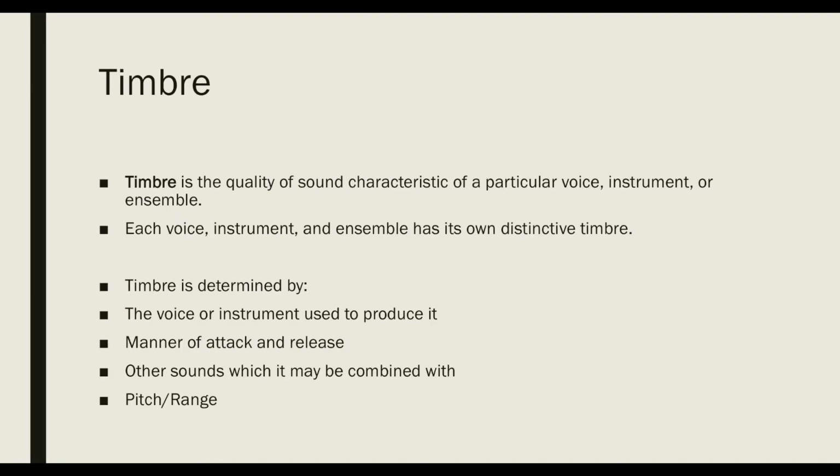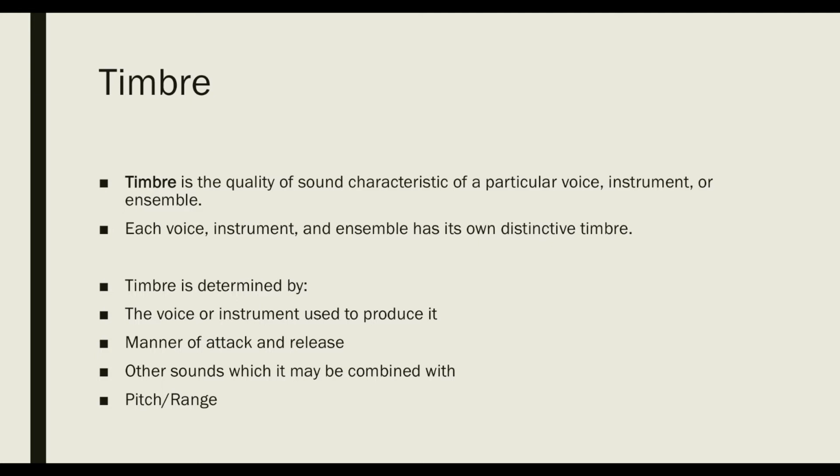The final element of music we're going to talk about today is timbre. Don't be fooled by its name. Timbre is the quality of sound characteristic of a particular voice, instrument, or ensemble. The easiest way to think of this is each voice, each instrument, and ensemble has its own distinctive timbre. My voice has a certain timbre, your voice has a different timbre, and so does everybody else.